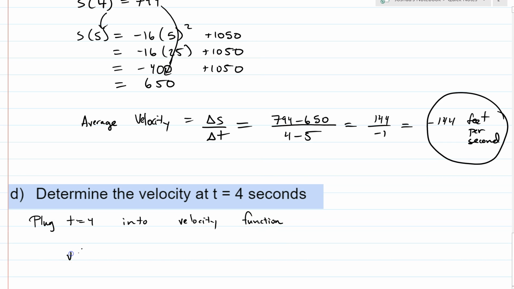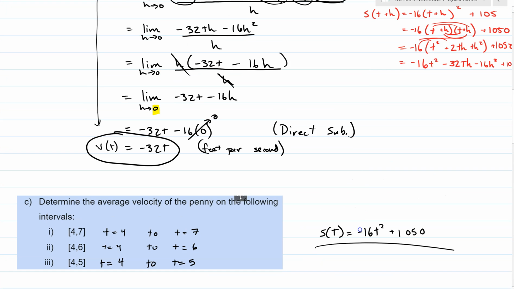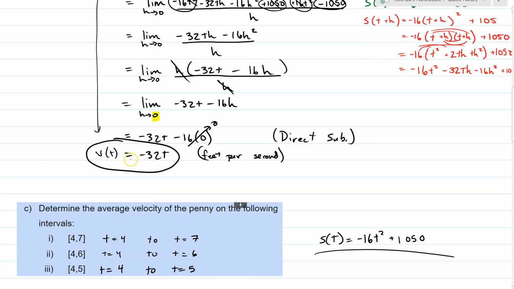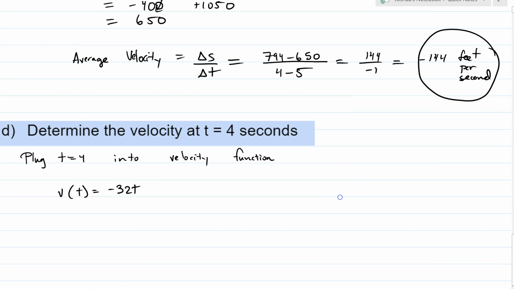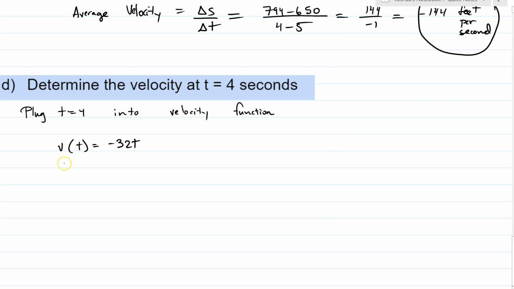We found the velocity function in part B. It was negative 32t. And let's just double check. That's correct, v(t) equals negative 32t. Yep. So this one is actually pretty straightforward once you know what to do. Plug in 4. And negative 32 times 4 is negative 128.